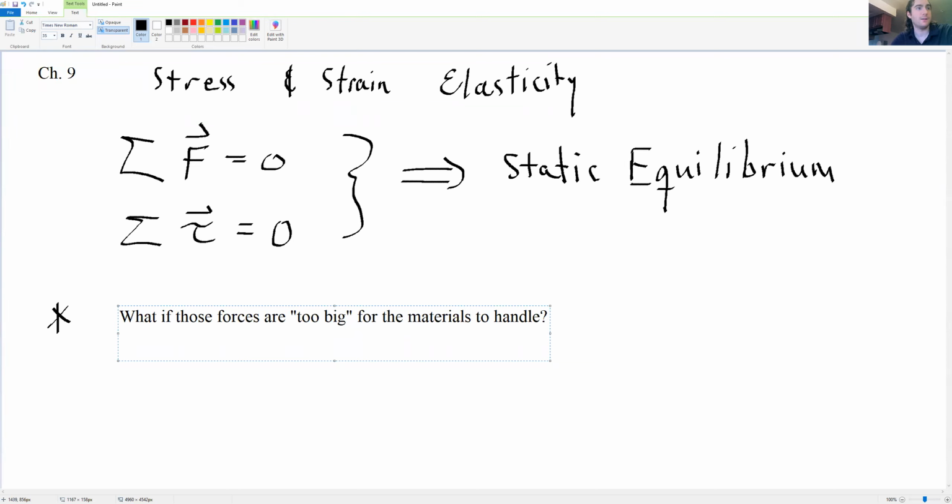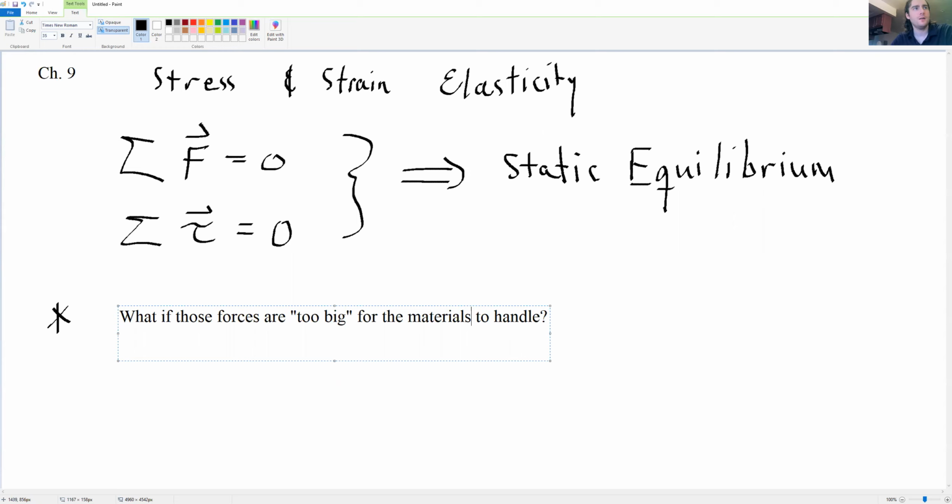Like, you have a building, right? The building is in static equilibrium, normal force balancing the weight. Maybe there's some wind blowing on the building, and so there's some sort of reactionary force at the base of the building to balance out that force due to the wind. And so all the torques are zero, the sum of the forces is zero.